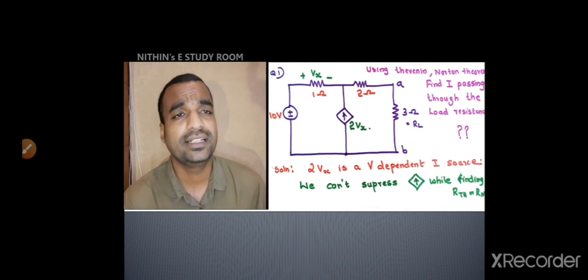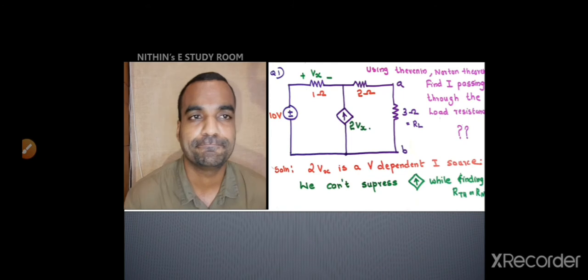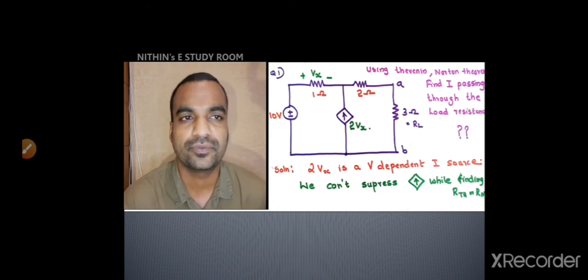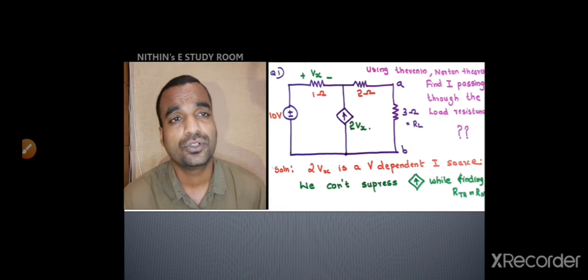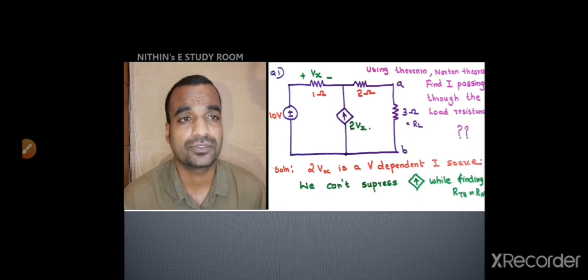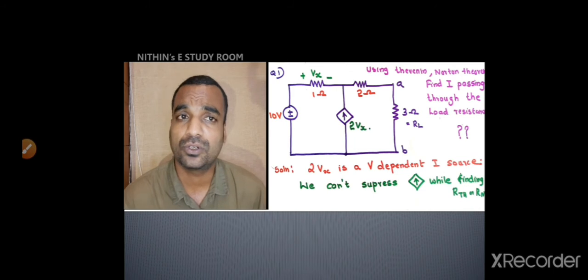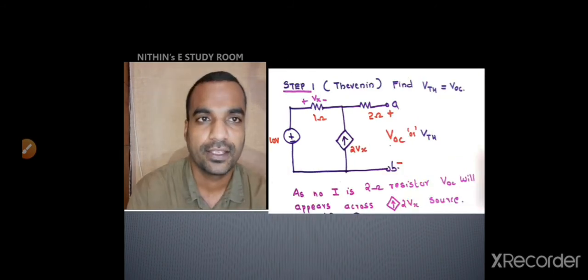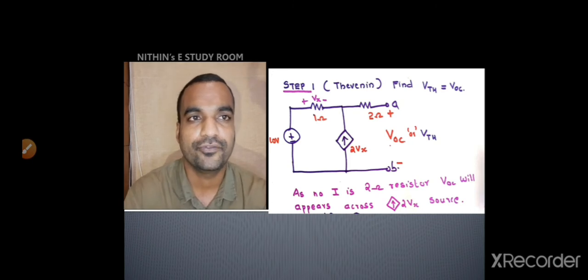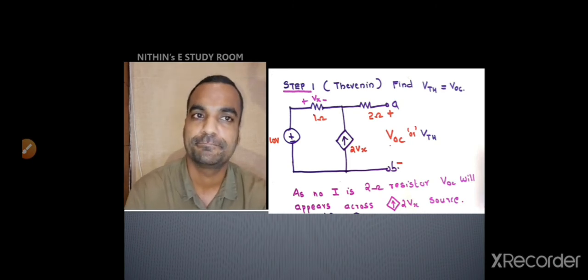So as we already discussed, we can suppress the dependent source with its internal resistance as it is unknown. So we cannot suppress the current dependent current source while finding RThevenin or R Norton. So I am following the steps. First step, we have to find VThevenin or VOC.